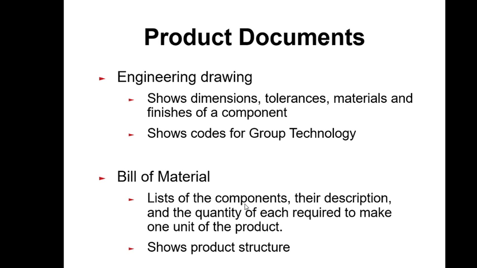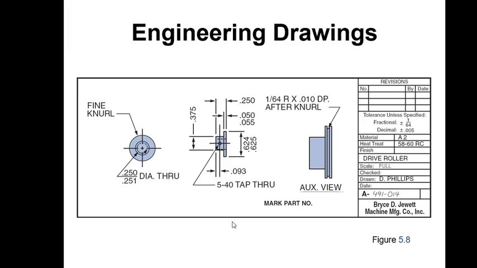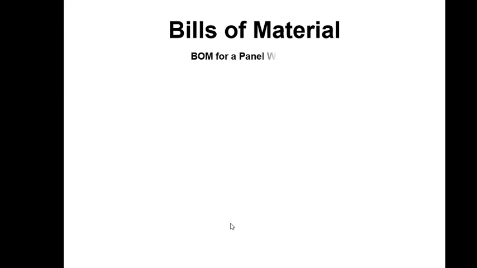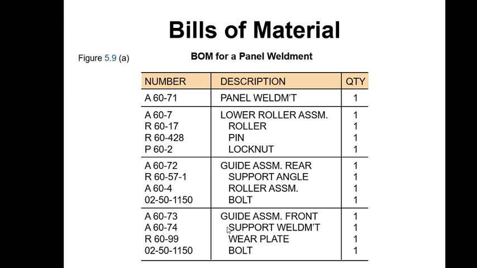It's a list of the components, their description, and the quantity of each required to make one unit of the product. It will also show the product structure. Let's see an example on the next slide. Here you have one example. Okay, it's about the weldment, a panel weldment.